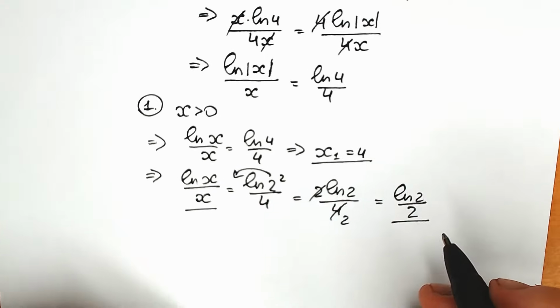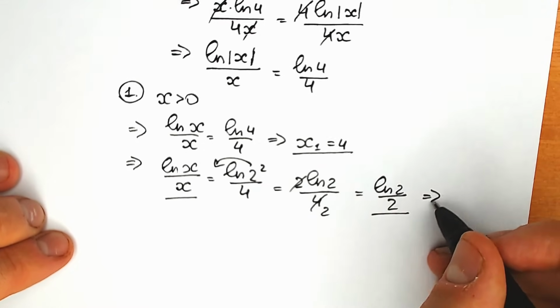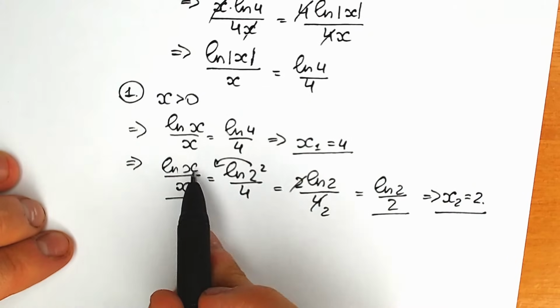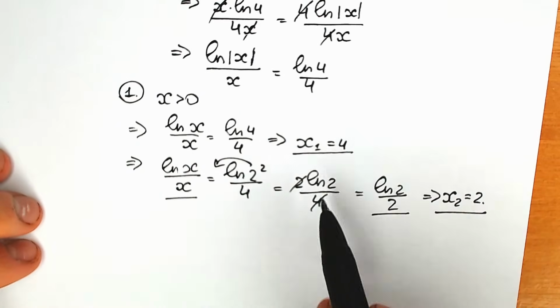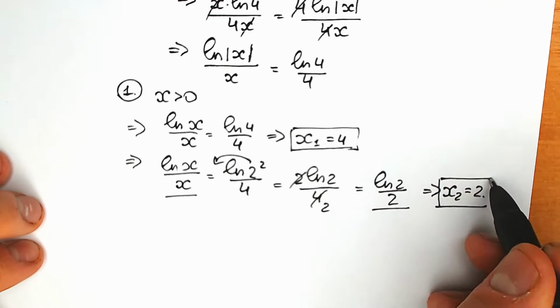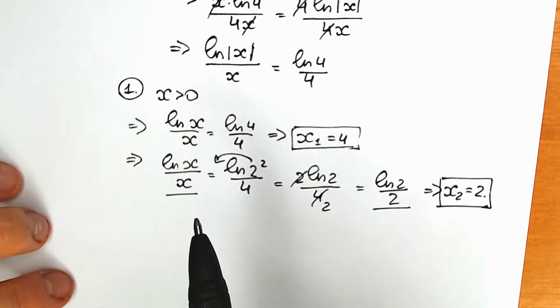Right now natural log x equals natural log 2 over 2. From here we can easily say that our x second is equal to 2, because we have natural log x right here and natural log 2. So we have our second root: x first equal to 4 according to this method, and x second is equal to 2. This is everything about x positive, but of course x can be negative.